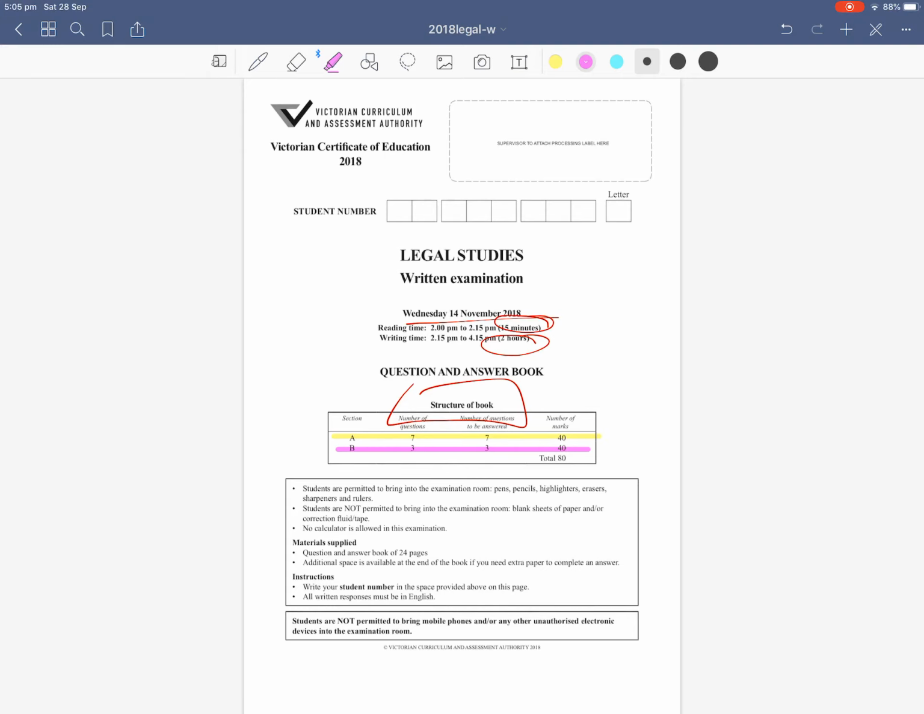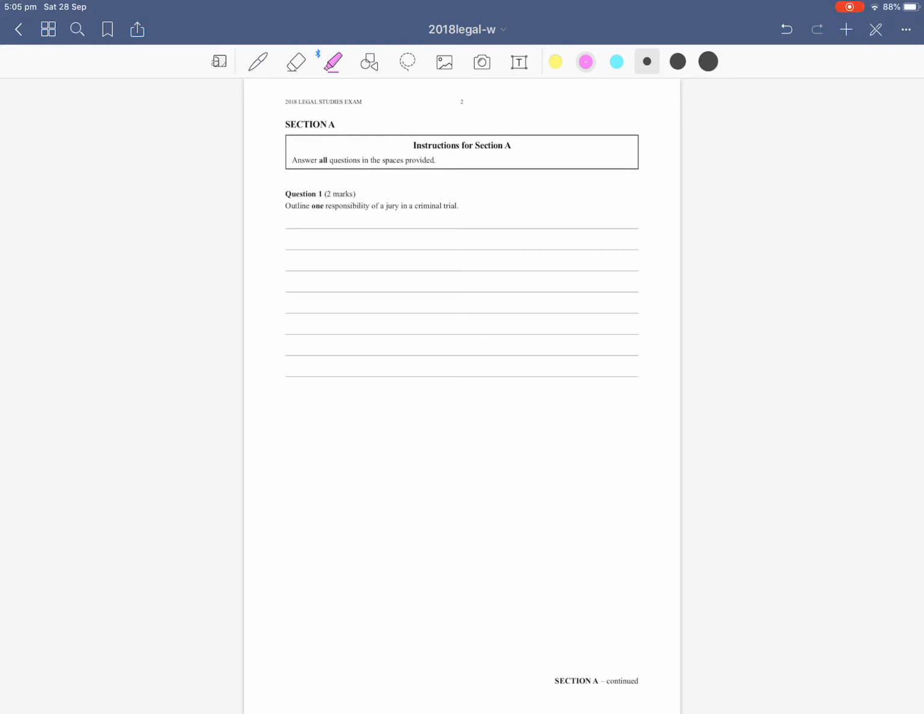So let's just quickly get into this. Very first thing, there are 2 sections. These are your instructions for Section A with all of your exams, every single one of them. You will have instructions. For example, in English, for argument analysis, it will give you background information and instructions to begin with. You read that because it leads your response. So you need to read the instructions for Section A and Section B as well.